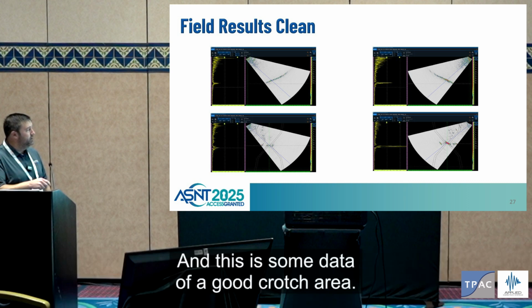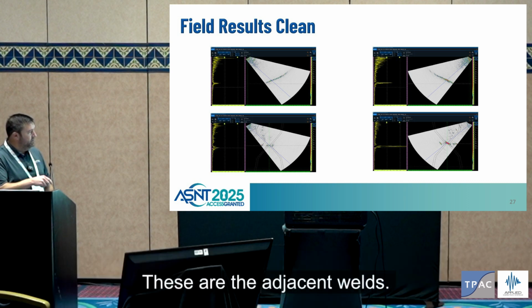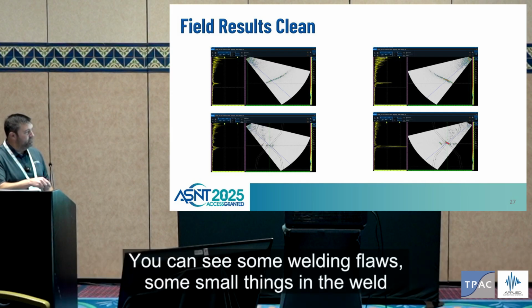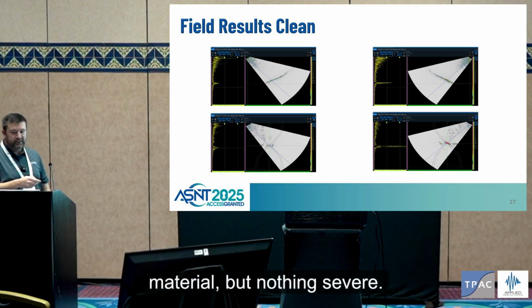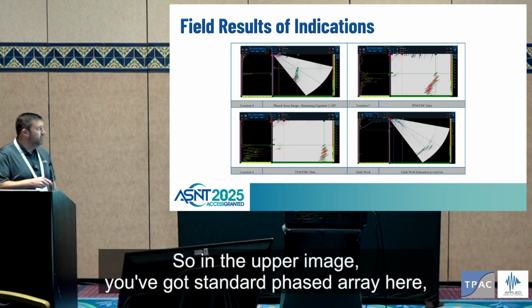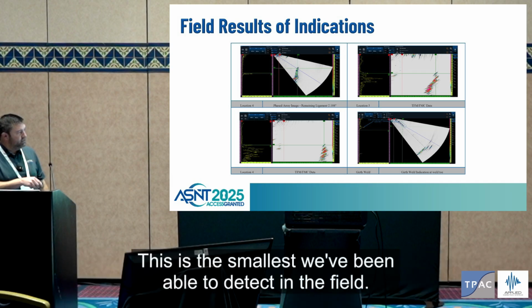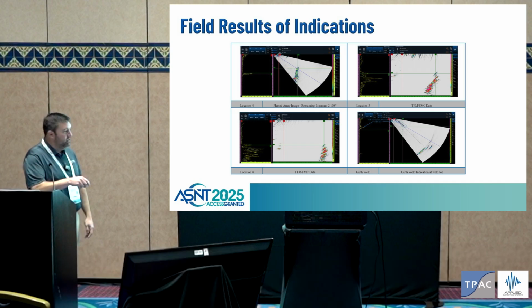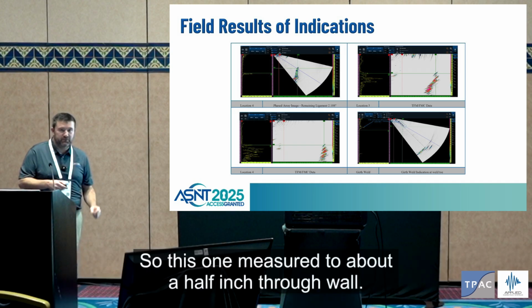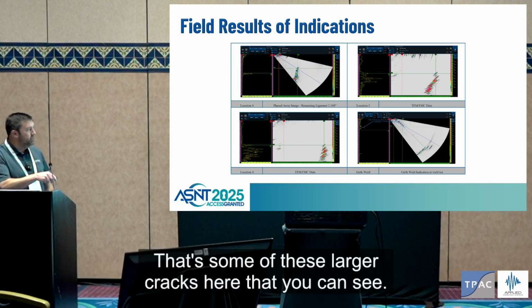And this is some data of a good crotch area. So this is what you want to see when you're doing the phased array scan. These are the adjacent welds. You can see some welding flaws, some small things in the weld material, but nothing severe. And then this is what you see if there's a cracked T. So in the upper image, you've got standard phased array here, standard phased array down here. This is the smallest we've been able to detect in the field. So this one measured to about a 1/2 inch through wall, and the previous ones were like 1.5 inches through wall or so. That's some of these larger cracks here that you can see.